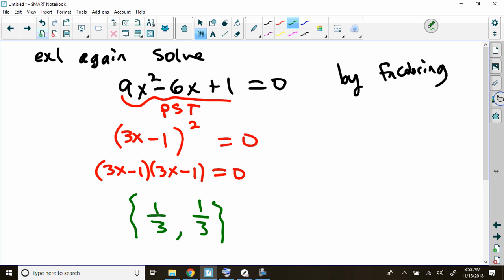Oh, now I get it. That's kind of weird to say the answer is 1/3 and 1/3. It reminds me of Ace Ventura, Pet Detective, when he was in Africa. What they called him, he wore his hair up in the horns, and they called him White Devil, White Devil. 1/3, 1/3.